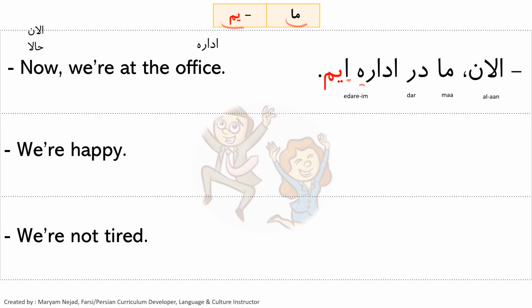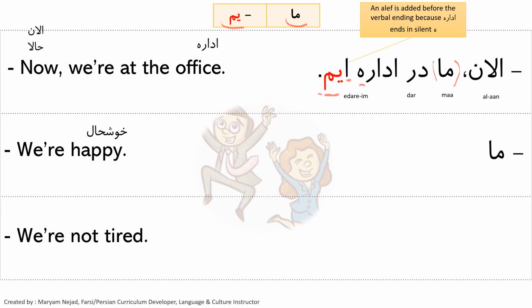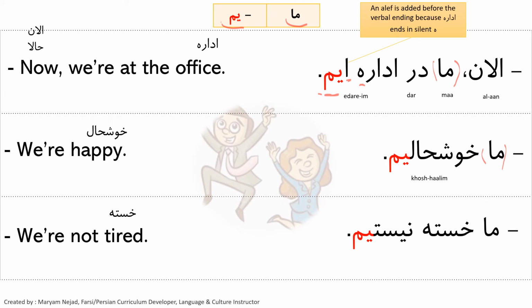Or we can also not mention ما because the ending is already clear who the subject is. Next, we want to say we're happy. And happy is خوشحال. ما خوشحالیم. Or we can just say خوشحالیم. Next, we want to say we're not tired. And tired is خسته. ما خسته نیستیم. And again, remember, there is no contraction when the verb is in negative.